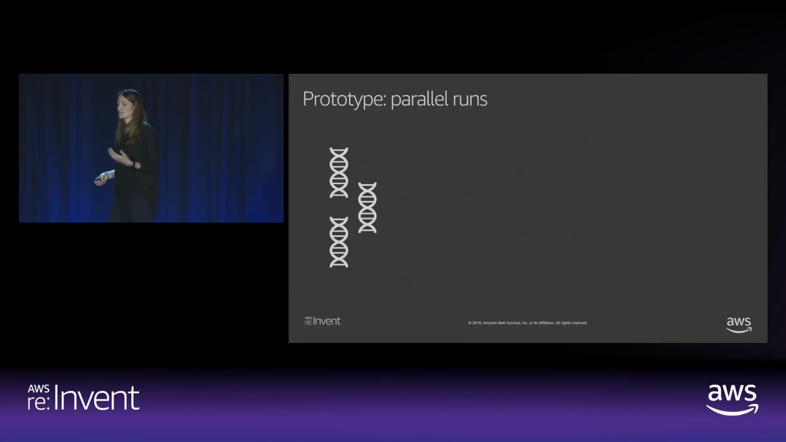We knew we wanted to use ECS. We thought about EKS, but we're a small team. We didn't have a lot of expertise in Kubernetes at the time, so ECS it was.